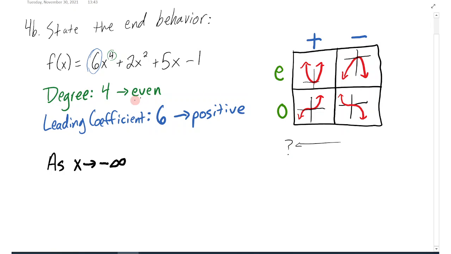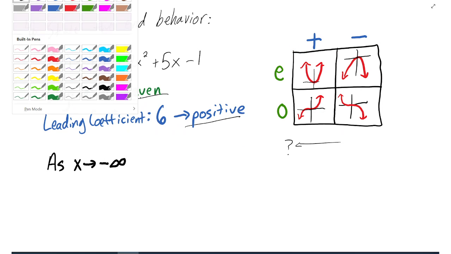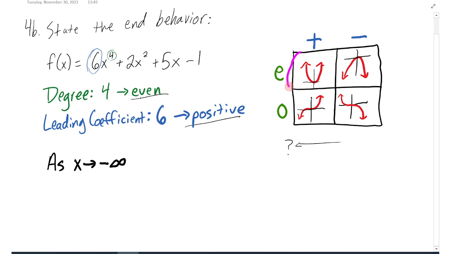Well, we have an even degree with a positive leading coefficient, so we are in this grid square right here. And we can see as we are going to the left, our function is going up. Now, up is the positive direction, so that means that our function is going towards positive infinity. Okay, but that's not all.